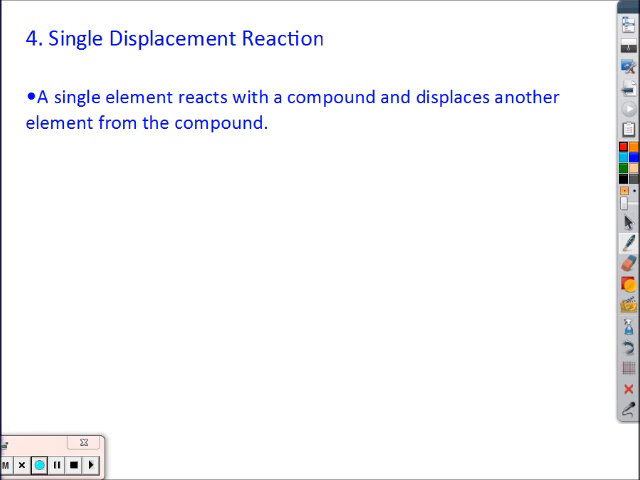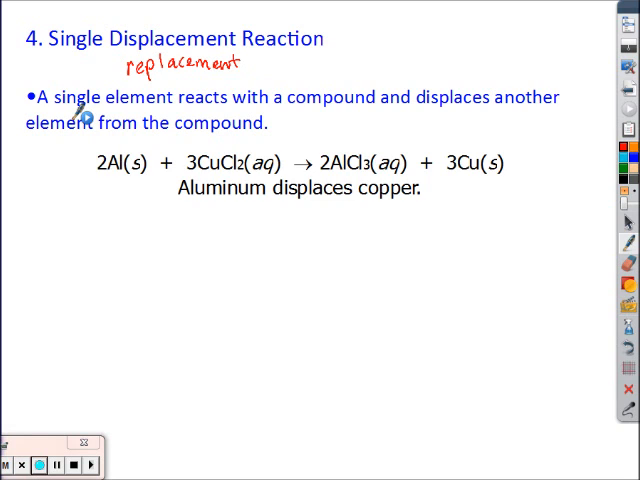A single displacement reaction, or some books you'll see will call this a replacement instead of a displacement. It means the same thing. It just depends which book or which chemistry terminology you're using. In this case, a single element is reacting with another compound and replacing a single element from the compound.